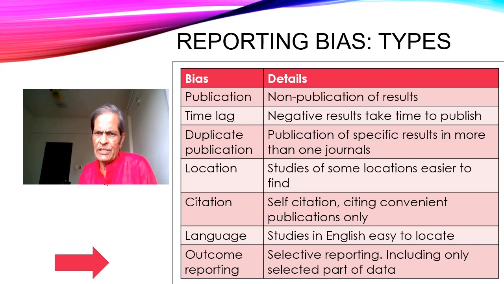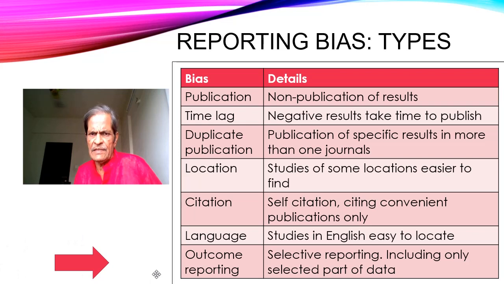Then duplicate publication. Some people are in the habit of sending the articles to 2 journals and making minor modifications. The same data is there, the same study is there, the same sponsor is there, but the data is modified to some extent. Some tables are there in one study, some tables are not there, some figures are in the first study, some figures are not in that study. So it is the same finding but duplicate publication. That is duplicate publication bias.